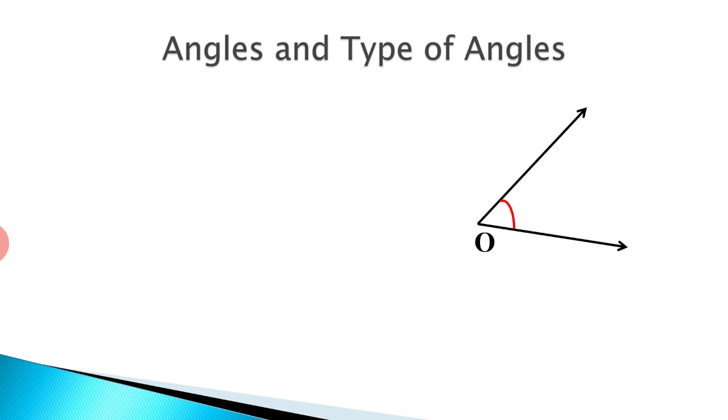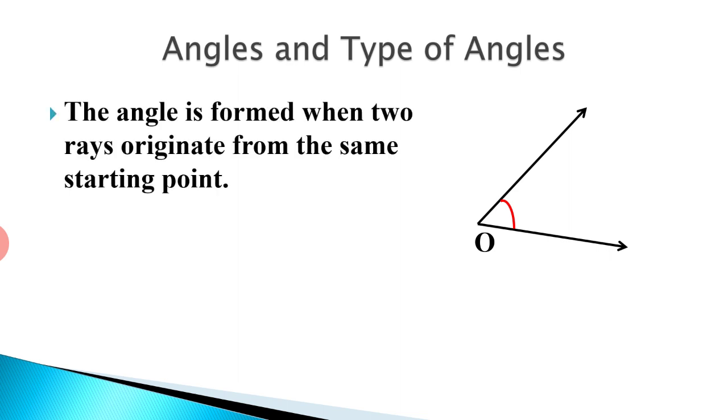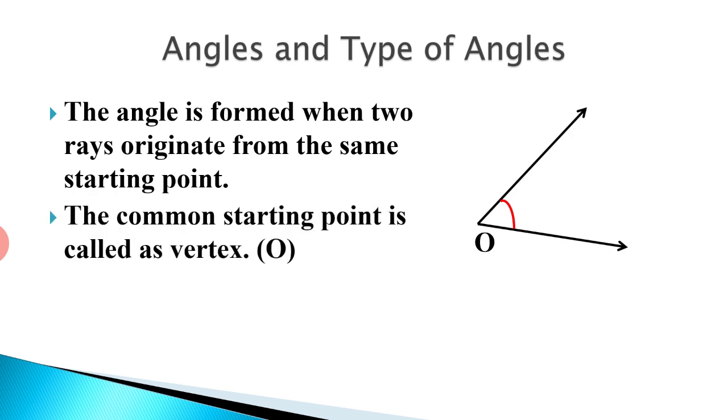Are you getting? So O is a vertex because 2 rays are originate from this particular point. The vertex is actually the identification for that particular angle. The angle is always identified by its vertex. Is it okay? So now let us put it in the form of words. The angle is formed when 2 rays originate from the same starting point, and the common starting point is called the vertex. The plural is vertices. We have indicated it O.